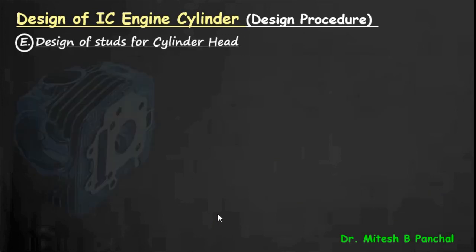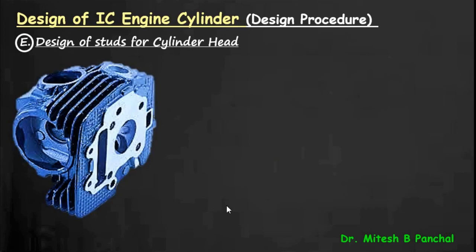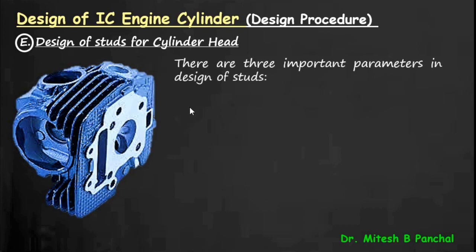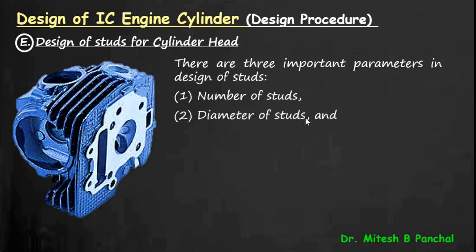Next, we will design the studs for the cylinder head. There are three important parameters in the design of studs. One is the number of studs, that is Z. Second is the diameter of studs, and third is the pitch of studs. So first we will see how to decide the number of studs.